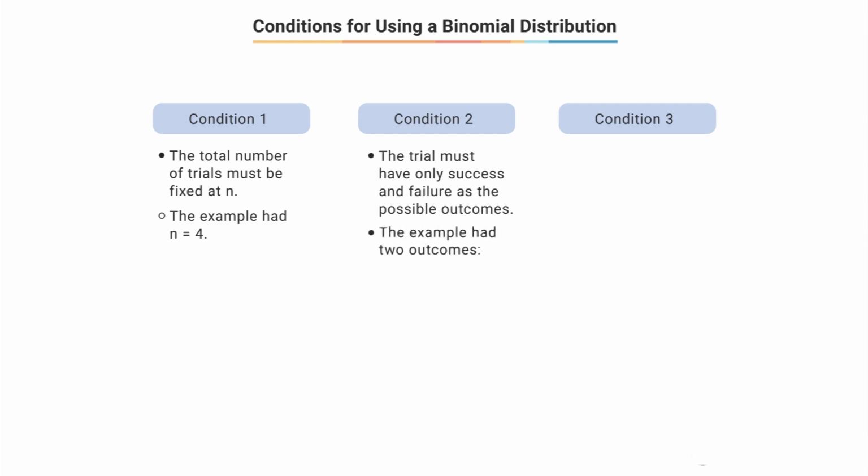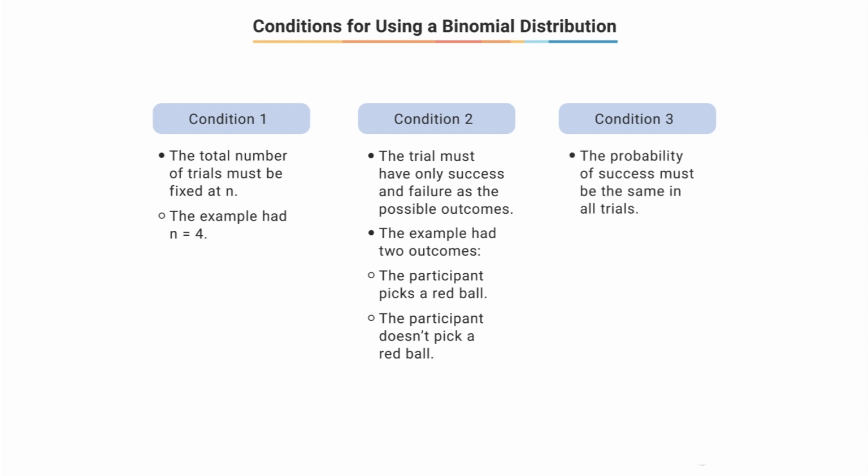Going back to our example, there were only 2 possible outcomes that could take place when the participant tried to take out a ball. The first possibility is that he picks a red ball, and the second possibility is that he does not pick a red ball. The third and final condition is that the probability of success is the same in all trials, denoted by p. In our case, the probability of success when picking a red ball is always constant and equal to 2 by 3.